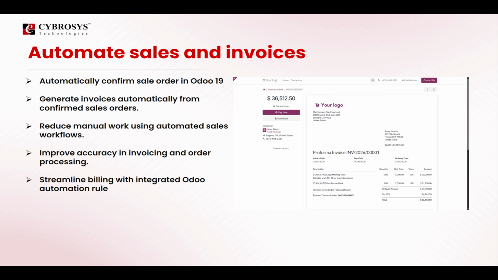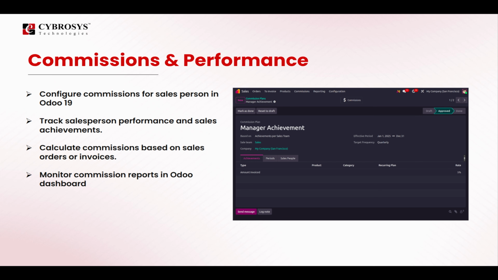Then moving to automated sales and invoicing, we can discuss how to automatically confirm sale orders in Odoo 19, then generate invoices automatically from confirmed sale orders, reduce manual work using automated sales workflow, improve accuracy in invoicing and order processing, then streamline billing with integrated Odoo automation rules.